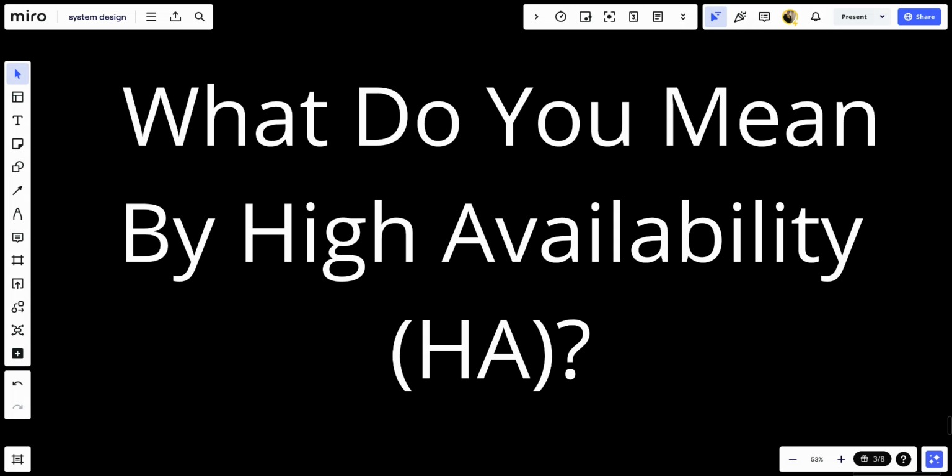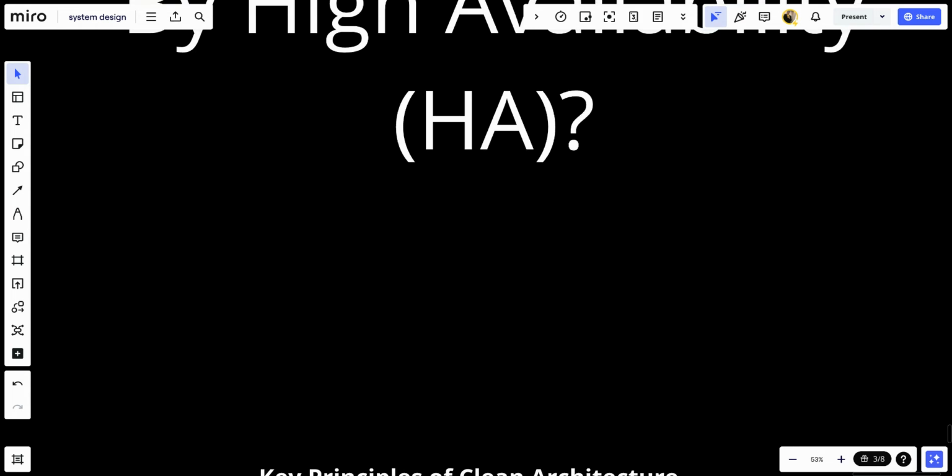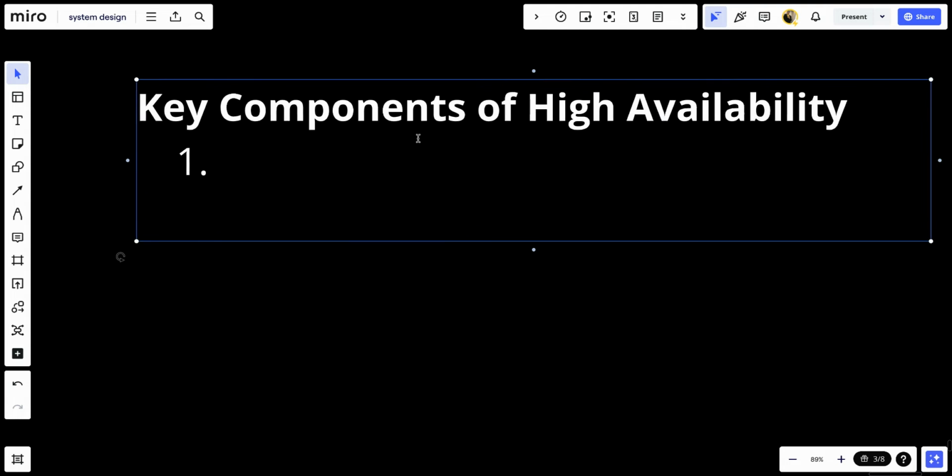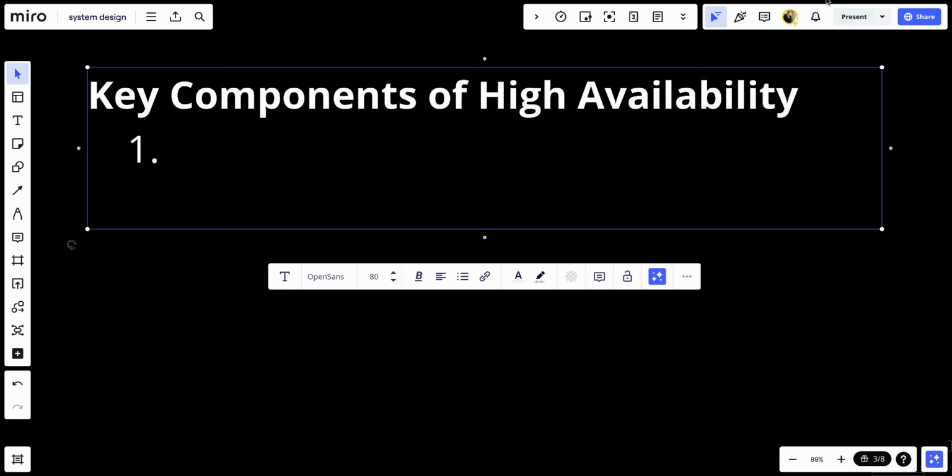Let's talk about some key concepts of high availability. The first thing will be redundancy. High availability systems often incorporate redundancy at various levels, including hardware, software, and network components. Redundant systems can take over automatically if one component fails, ensuring continuous service.